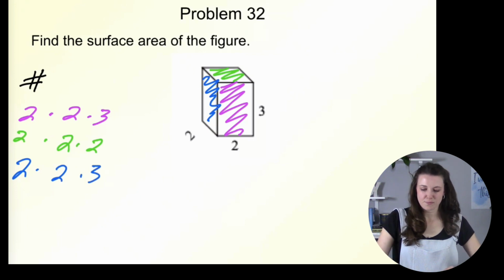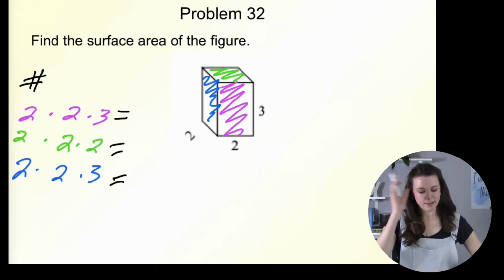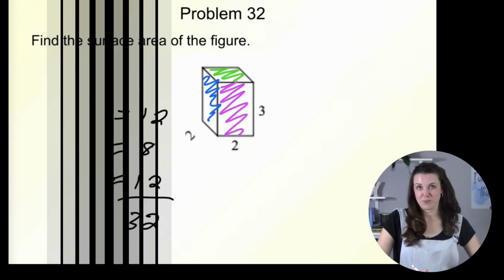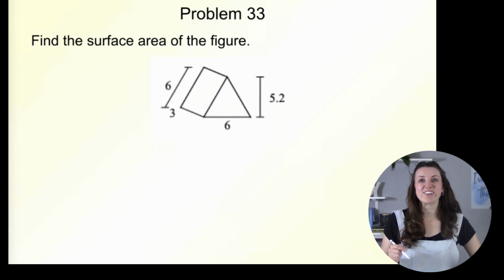So let's do our multiplying and add them all together. And we've got here 12, 8, 12, add them together, and we get 32. So now I'm going to get a little trickier on you because we're doing a tent or a triangular prism.